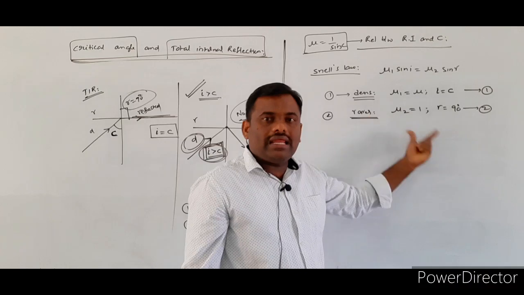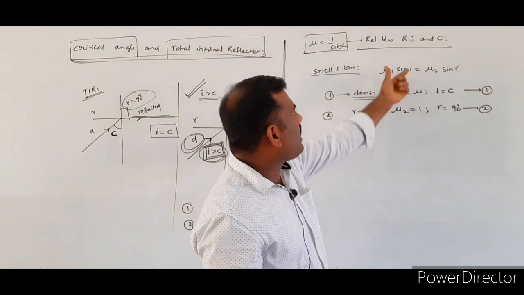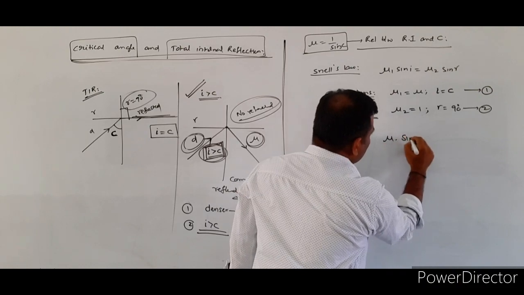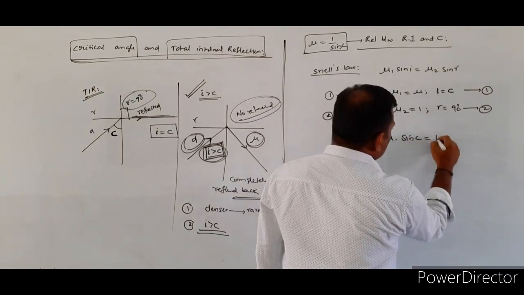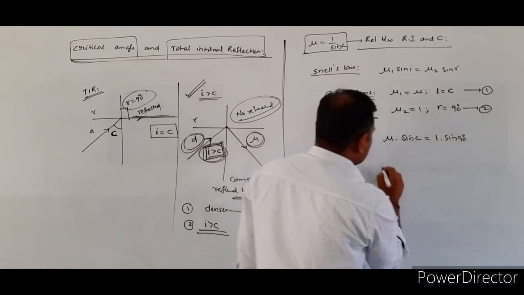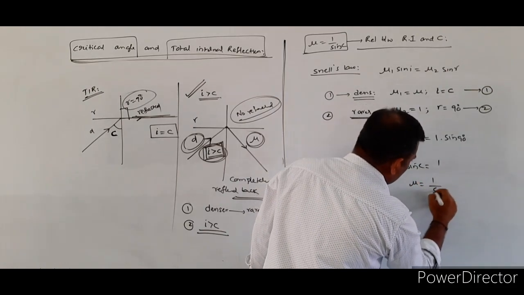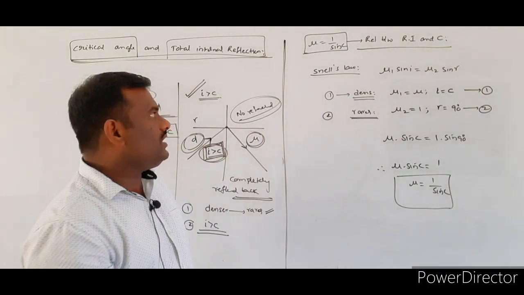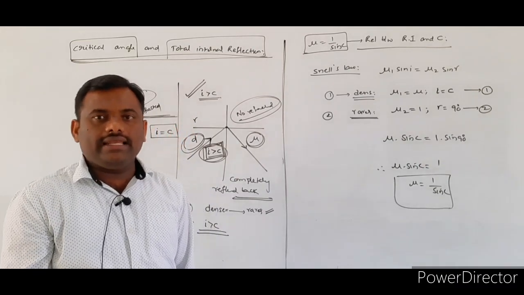For the second medium, the rarer medium, mu2 value is equal to 1, and the angle of refraction is equal to 90 degrees. Now substitute all these values in the above equation. Mu1 is equal to mu, so mu into sin C is equal to mu2, that value is 1, and sin R, which means sin 90 degrees. Therefore mu into sin C is equal to 1. Therefore mu is equal to 1 by sin C. So this is the relation between the refractive index and critical angle.